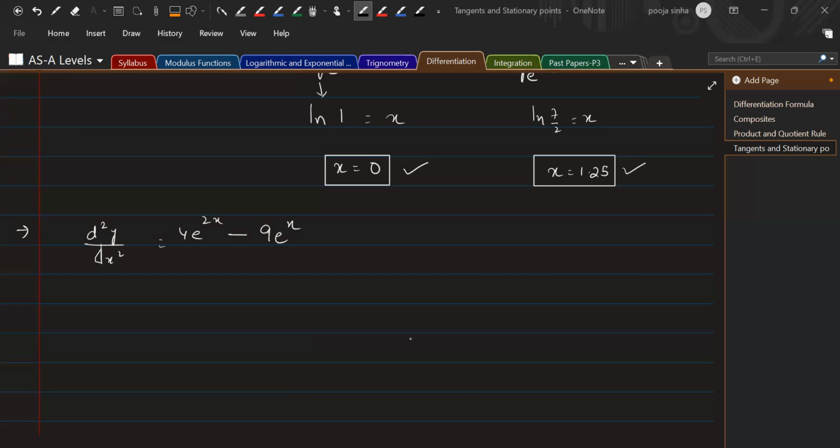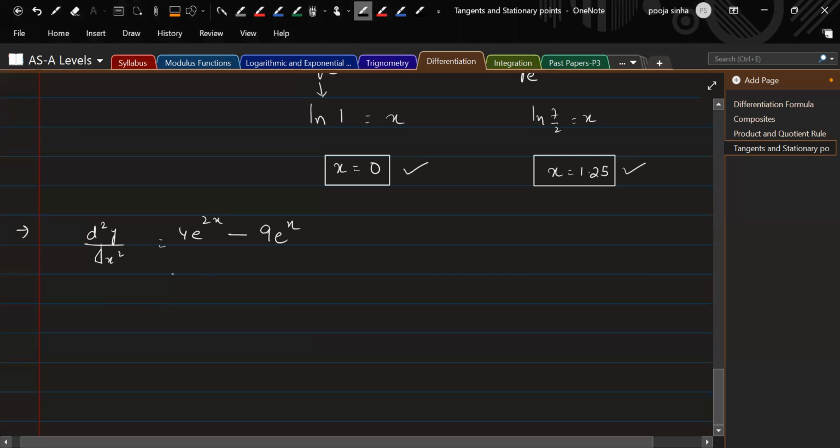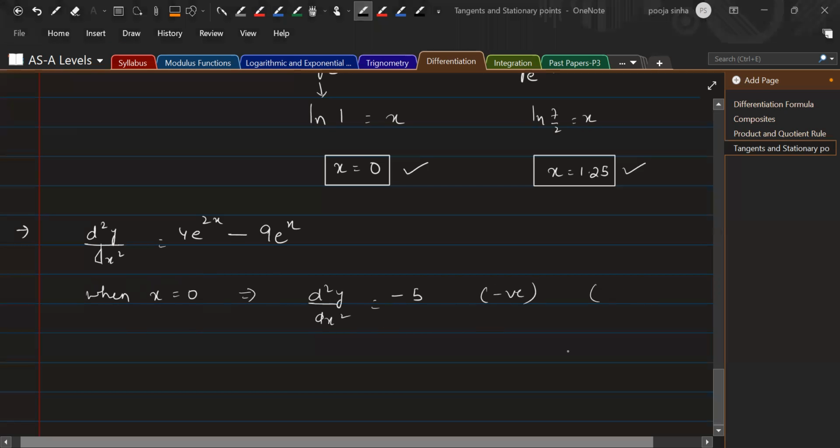By putting 0, I got the answer as minus 5. So when x is equal to 0, what do you get? Minus 5. So d square y by dx square is minus 5, that is negative, which means it is what? Maximum. Maxima, very good.